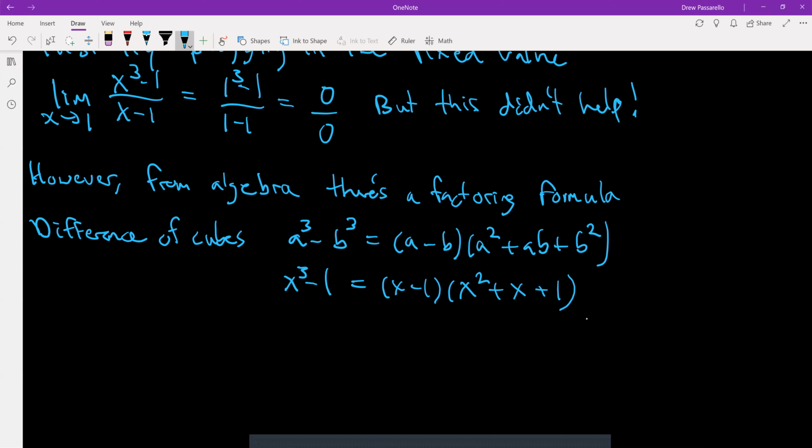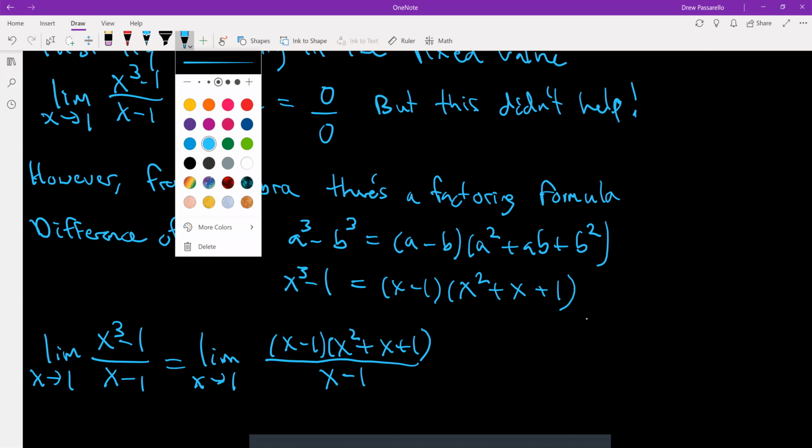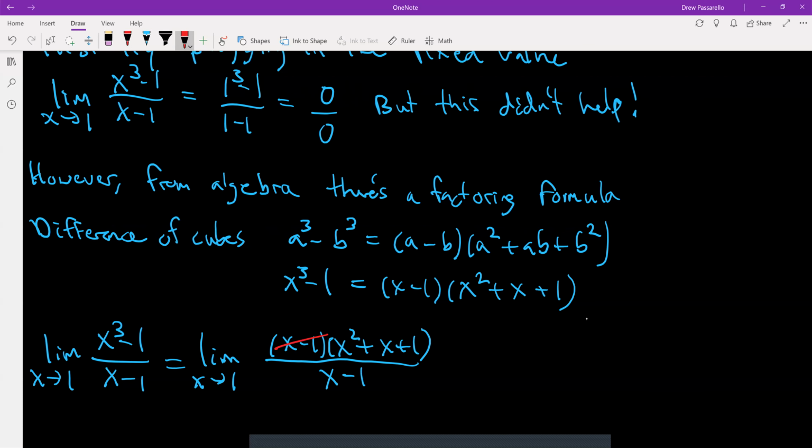All right, so using this formula, I can do the problem now. I'm going to say that's the limit as x goes to 1. Now replace x cubed minus 1 with x minus 1 times x squared plus x plus 1, all of that divided by x minus 1. And you'll see that the x minus 1s are common factors that I can divide out.